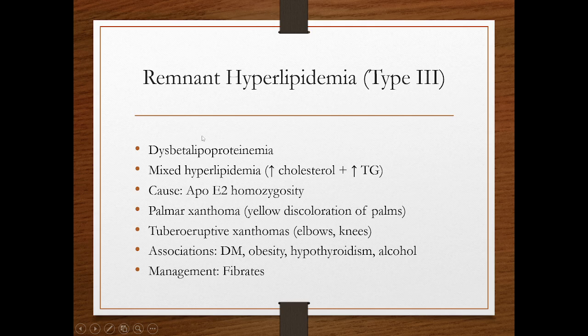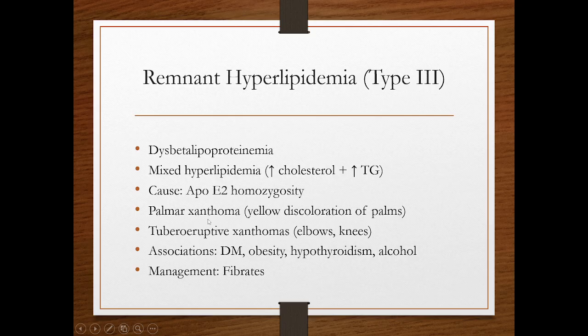So the last type is the remnant hyperlipidemia, also known as type 3, also known as dysbetalipoproteinemia. Here we get mixed hyperlipidemia, like the cholesterol and TG both will be increased. So what is the cause? The cause is ApoE2 homozygosity. And what will help us to diagnose the case? This is Palmar xanthoma and tuberoeruptive xanthoma.